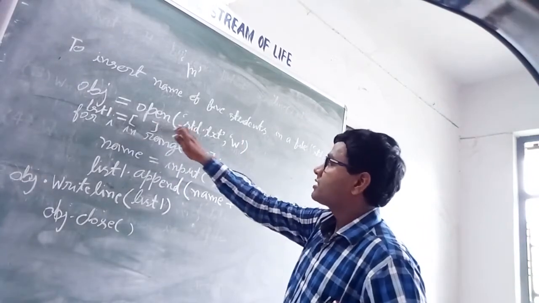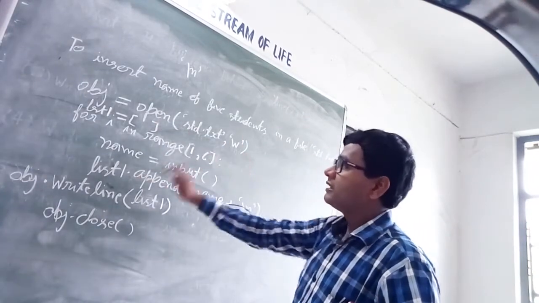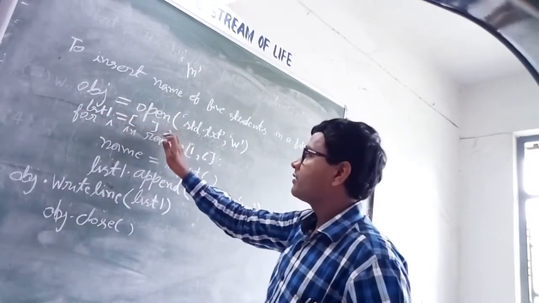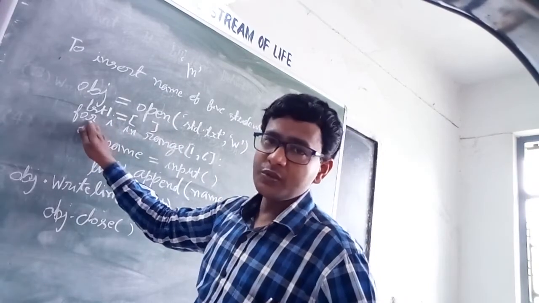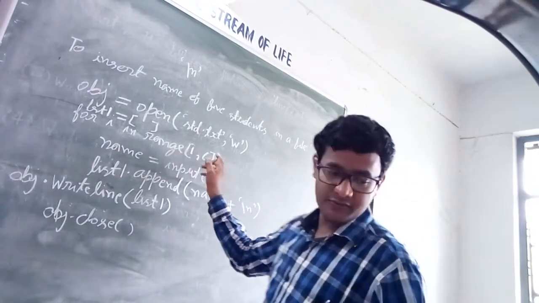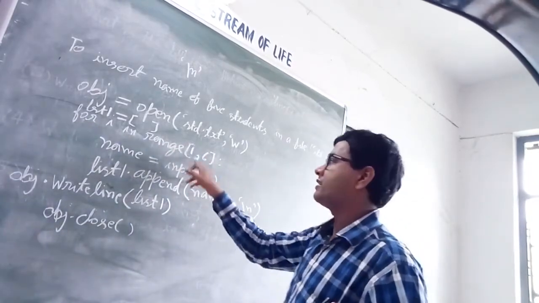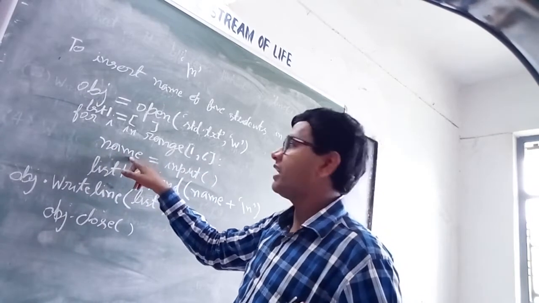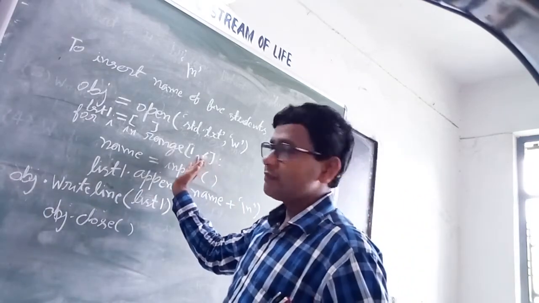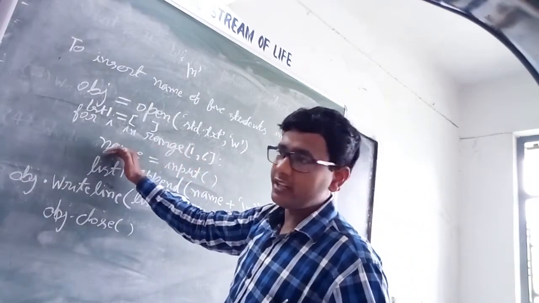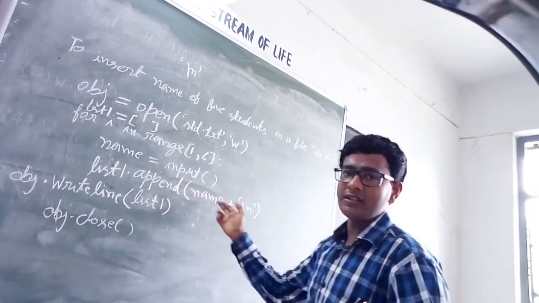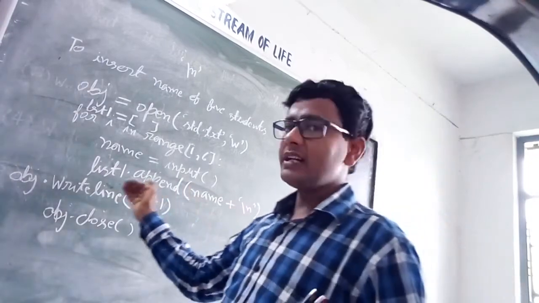First of all, open our file in write mode, then create a blank list, list1 equal to brackets. Then use a for loop for taking 5 entries, for i in range 1 to 6. Why do we use 1 to 6? For taking 5 entries. Next, name is a variable for taking input from the user, equal to input. The input which is given by the user is stored in the name variable. Now we use list1.append. Append is used for entering data in a list.